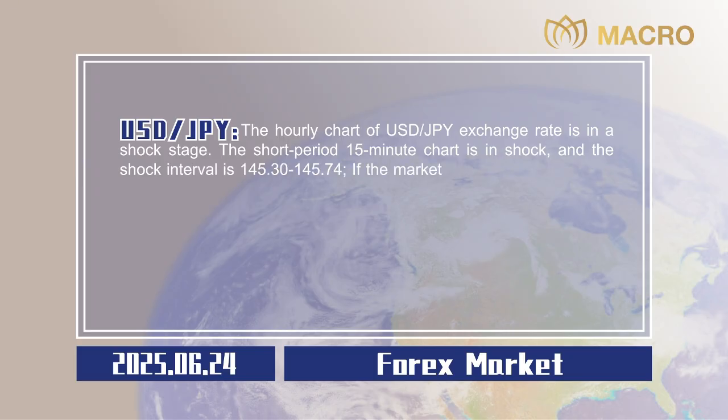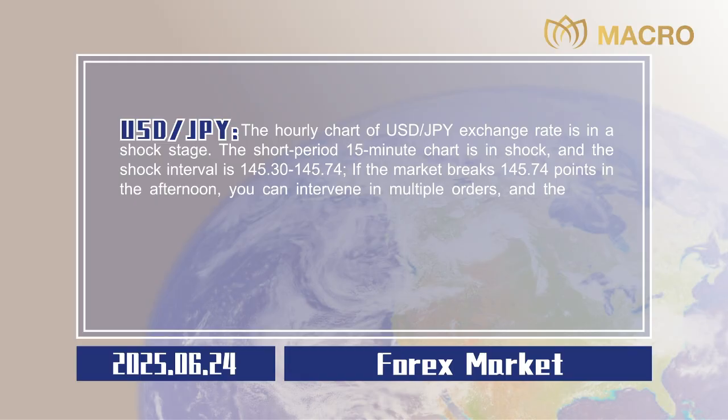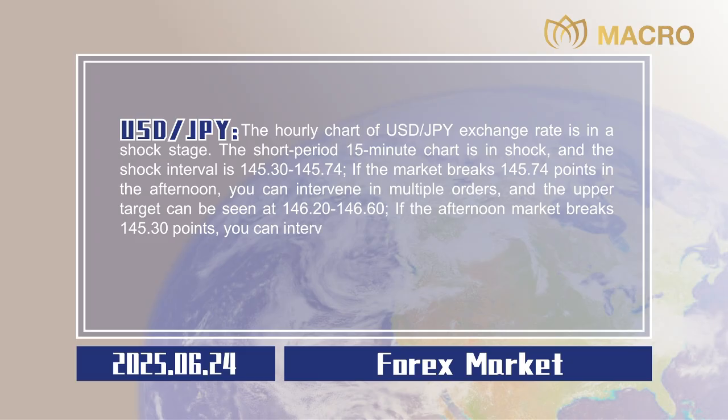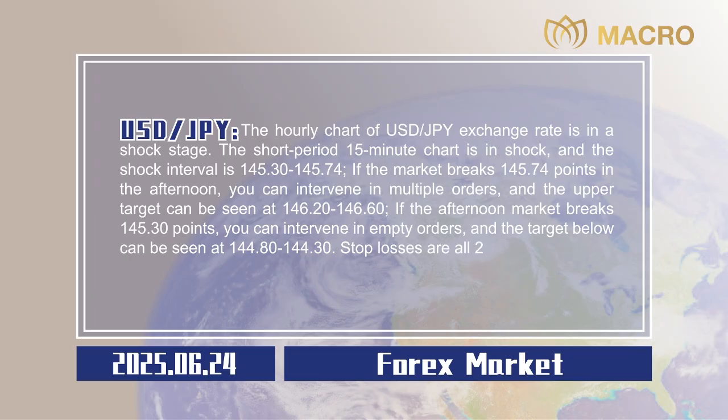If the market breaks 145.74 points in the afternoon, you can intervene in multiple orders, and the upper target can be seen at 146.20 to 146.60. If the afternoon market breaks 145.30 points, you can intervene in empty orders, and the target below can be seen at 144.80 to 144.30. Stop losses are all 20 points.